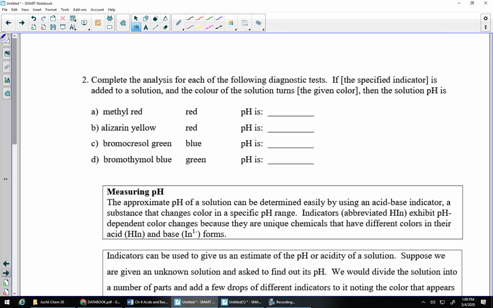Let's flip the page. Let's have a look at this next one. Same idea, just a little bit different way of looking at it. So complete the analysis for each of the following diagnostic tests. If it's added to the solution and the color of the solution turns, well, whatever it says right here, what is the pH range? So we're not looking for a specific pH, like 6.2. We're looking for the range that it could be. So I'll do the first one with you, and then I'll get you to put it on pause and check out the other one. So we got methyl red is red.